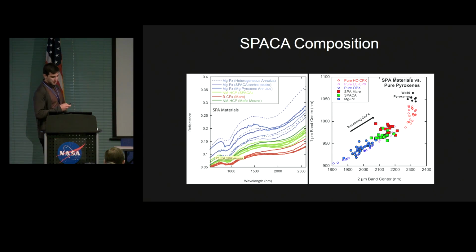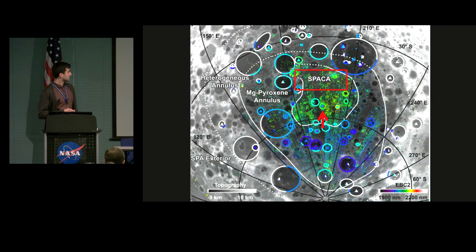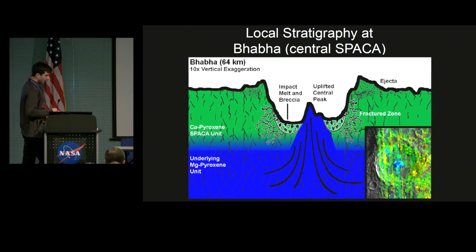So where do these kind of unique materials come from? For some insight into that, let's start looking at the physical properties of SPACA. First, we're going to focus on an impact crater that's kind of in the center of SPACA here. This is Baba crater.